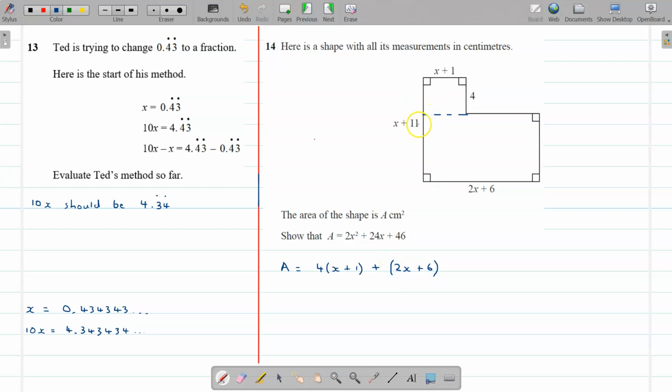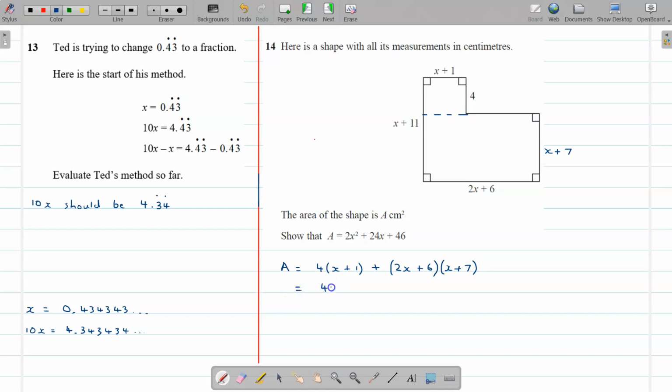Well, if it's x plus 11, and this bit here is 4, then this bit here left over must be 4 less than x plus 11. So this bit here is actually x plus 7. Okay, and so I just need to times that by x plus 7. Then work all that out, and hopefully it will agree with what's on the top line.